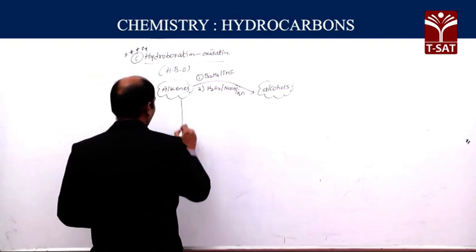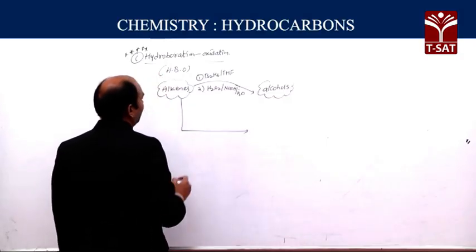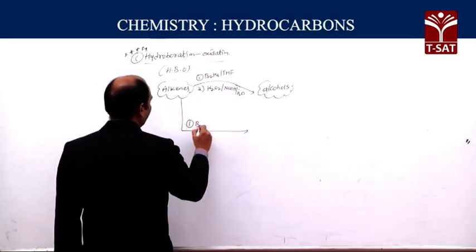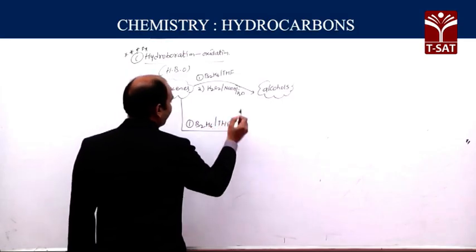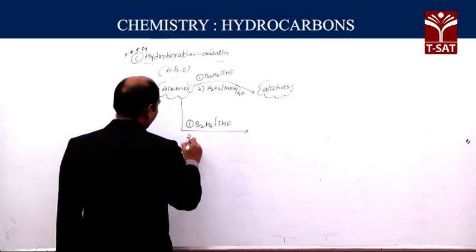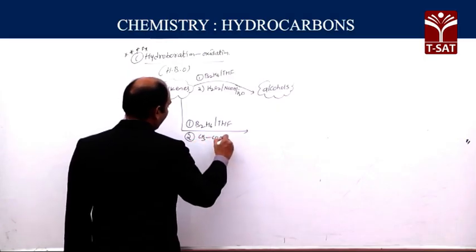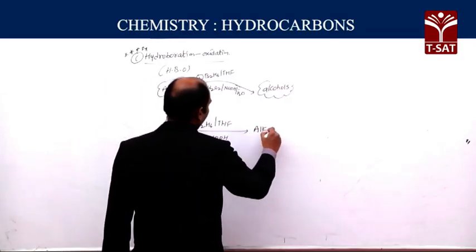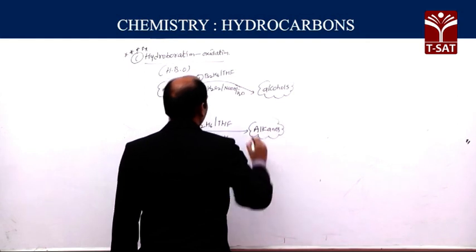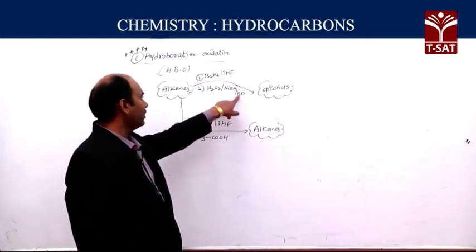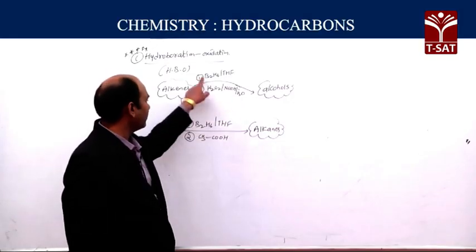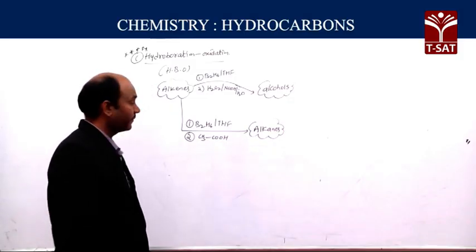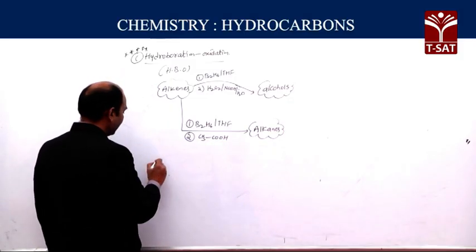In this one, we have one more point. In hydroboration oxidation, instead of H2O2, NaOH and H2O, suppose we use acetic acid, CH3COOH. The first step, hydroboration, is the same, but in the second step, if we use acetic acid instead of H2O2 with NaOH and H2O, we get alkanes. That means if we use H2O2, NaOH, H2O, we get alcohols. The first step is the same, but the second step is different. If we use this one, we get alcohol. If we use this one, we get alkanes. Let us take one example.